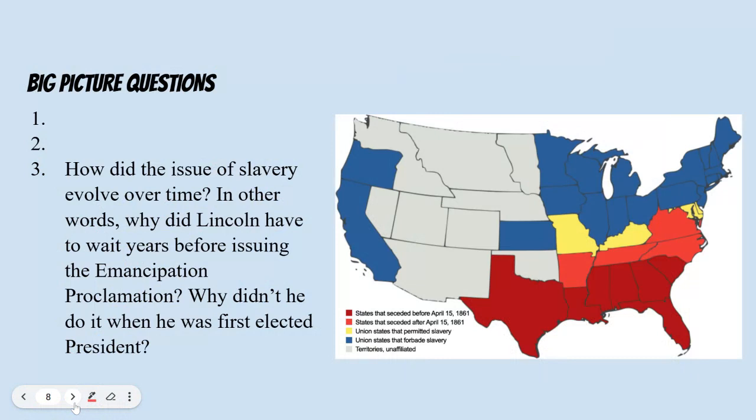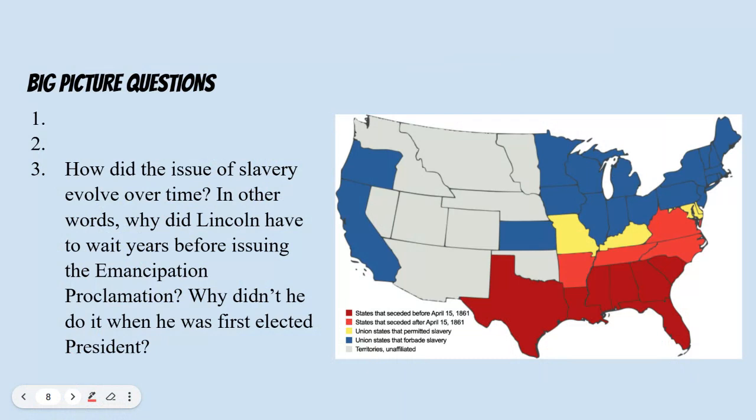And the last big question here, how did the issue of slavery evolve over time? In other words, why did Lincoln have to wait years before issuing the Emancipation Proclamation? Why didn't he do it when he first was elected president? When Lincoln was first elected president, this map is what you see of the Union. The blue states are all no slavery states. Slavery is not allowed. The yellow states are states where slavery is allowed, but they stayed with the Union. And then the red states are obviously states that seceded, the light and the dark red.